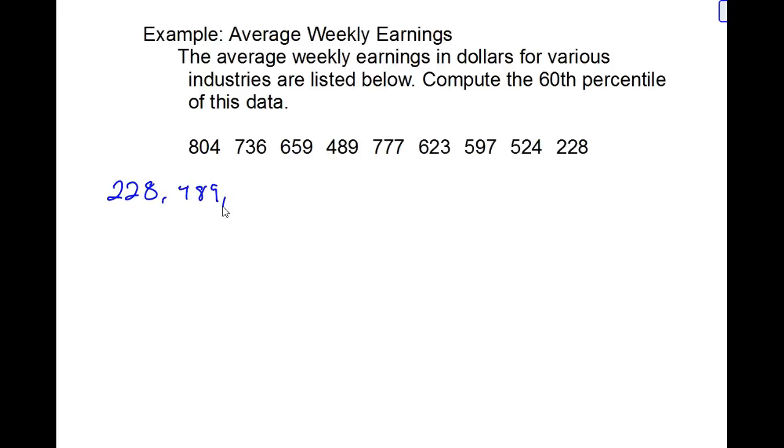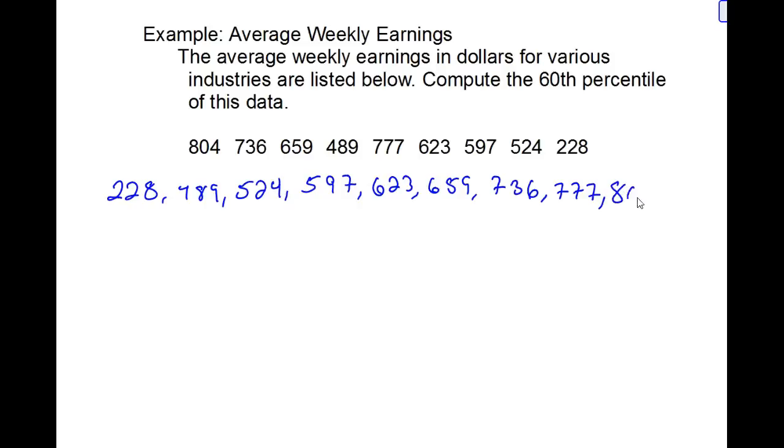Whenever I arrange these in order, I'm going to get 228, 489, 524, 597, 623, 659, 736, 777, and 804. So these are my values placed in order. Now if I count this up, that means that n is equal to 9. I have 9 different values here.